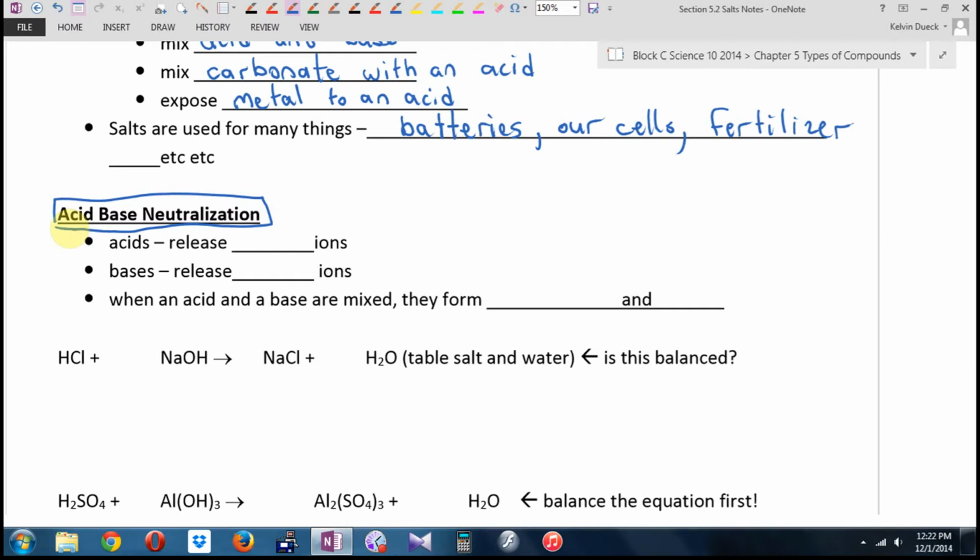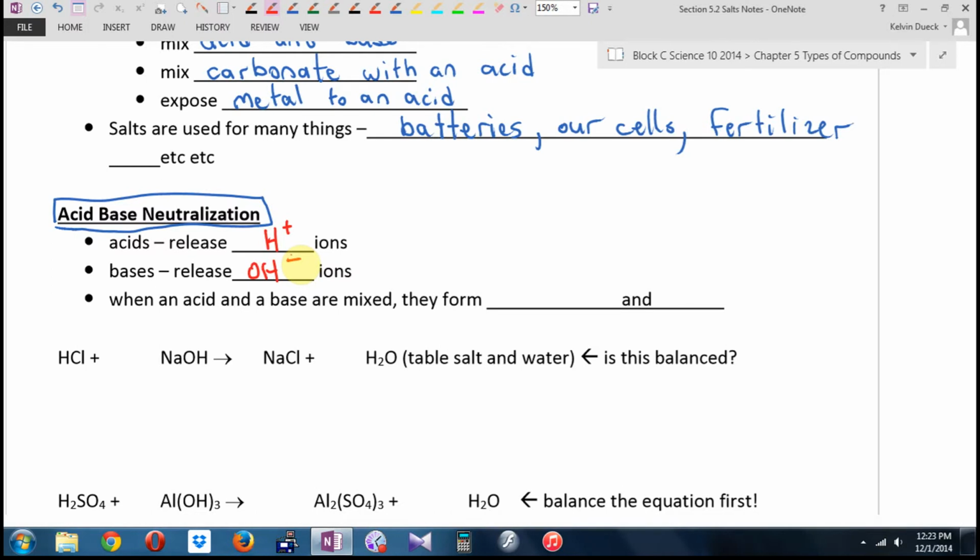In fact, if you have an upset stomach, it's because you've got too much stomach acid. If you take a Tums, that's a base. There's a base in there to neutralize your stomach acid. So we said this. Acids release hydrogen ions, protons. Bases release OH negative ions. That's why a base has to have an OH in its chemical formula. It splits up when it's in water, and so those OH negatives are floating around in the water.